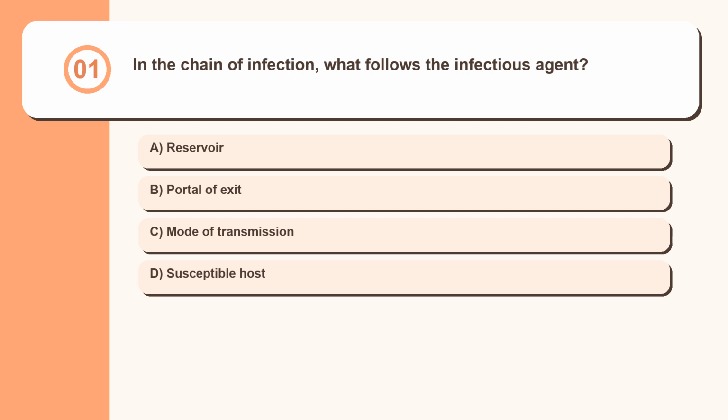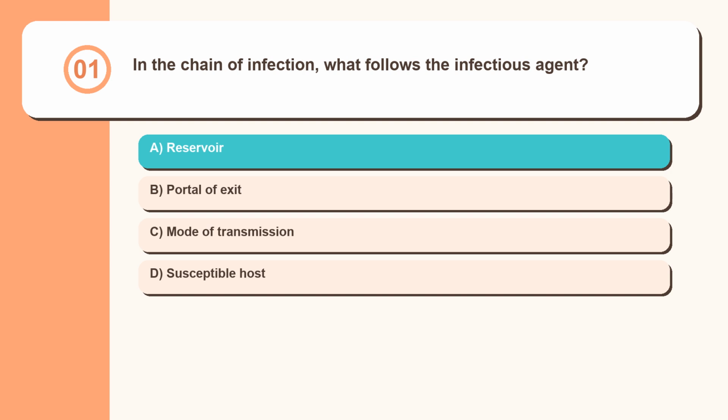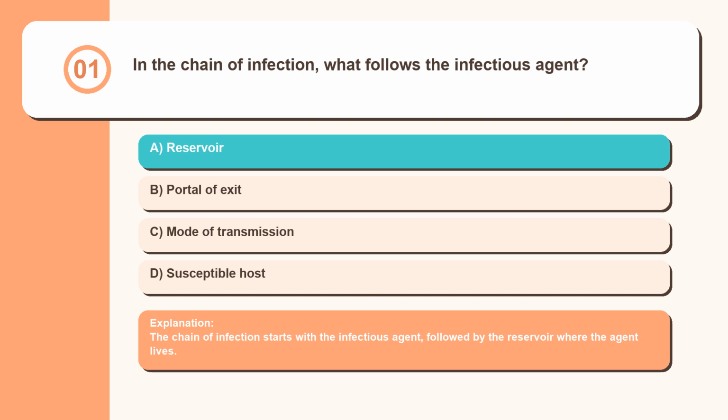Question 1. In the chain of infection, what follows the infectious agent? Reservoir, portal of exit, mode of transmission, susceptible host. The chain of infection starts with the infectious agent, followed by the reservoir where the agent lives.